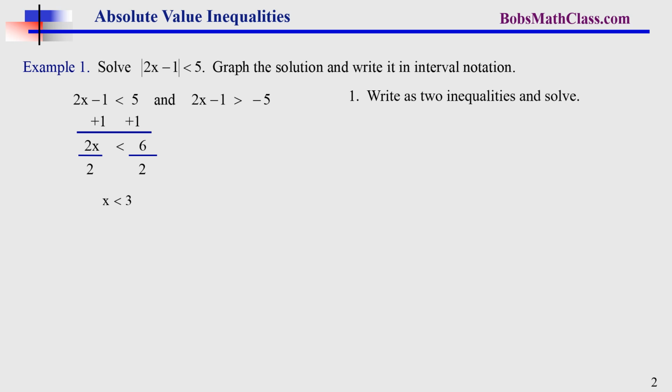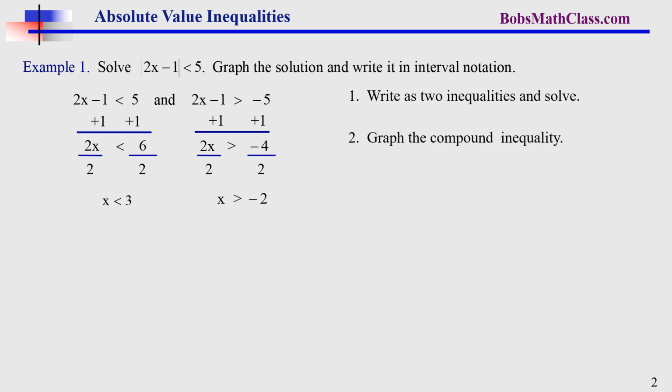Now let's work on the one on the right. Add 1 to both sides. Then divide by 2. And we get x is greater than negative 2. And this is an and. So we want the numbers that are less than 3 and greater than negative 2. So let's graph it.